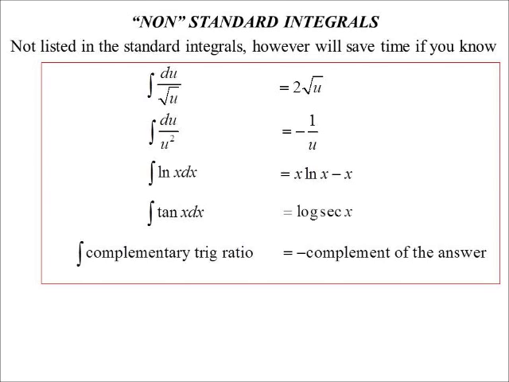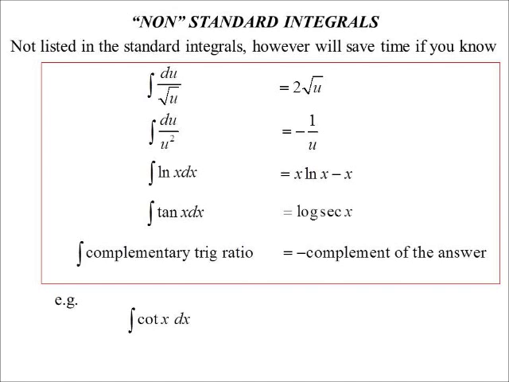So integrate sec squared, you get tan. Therefore, when you integrate cosec squared, which is the complementary of sec squared, you get minus cot. So minus the complement of the answer. The answer for sec squared was tan, so for cosec squared, it's minus cot. All right? So here we go.